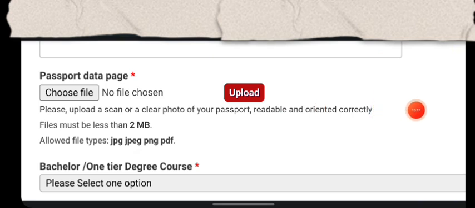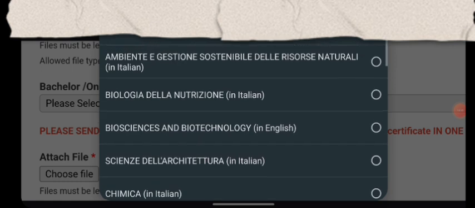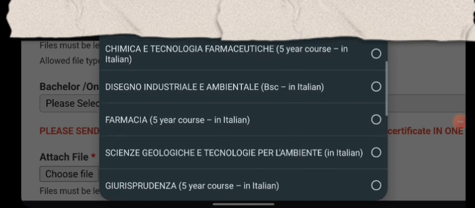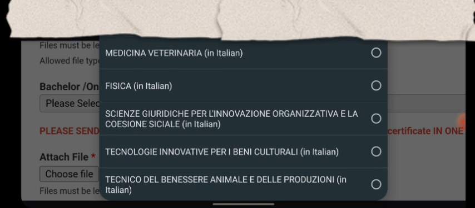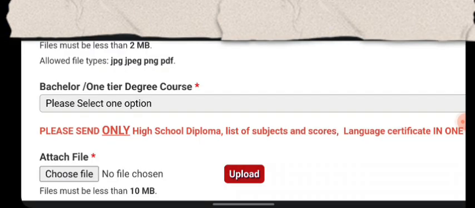As you can see, here it says that you should select your program of interest. If you look at all of these, you're going to see that some of these programs are Italian programs, some of them are taught in English, some of them are taught in Italian. So you want to scroll down and make sure the one you are selecting is actually taught in English. But if you already have Italian proficiency, then you also want to go ahead and check. There are just a few of them that are available in English.